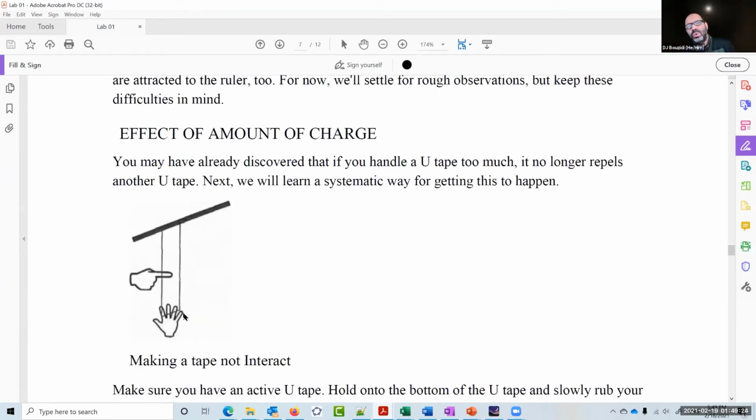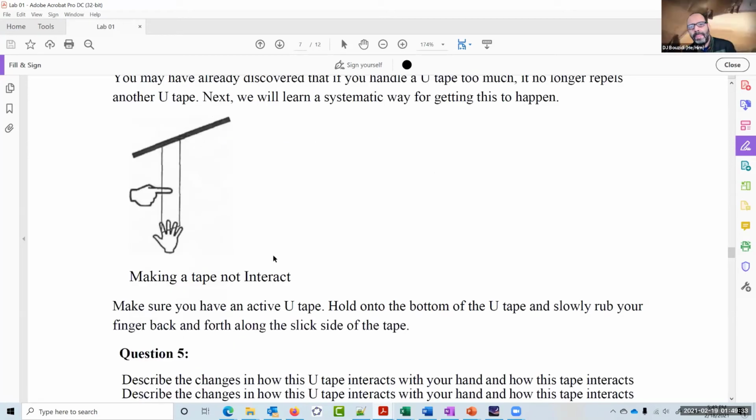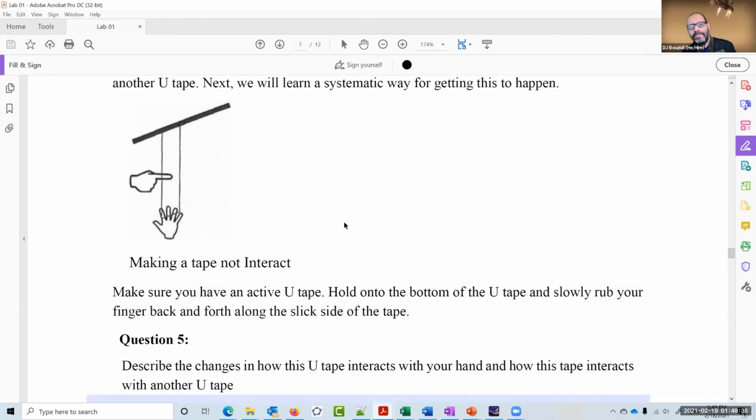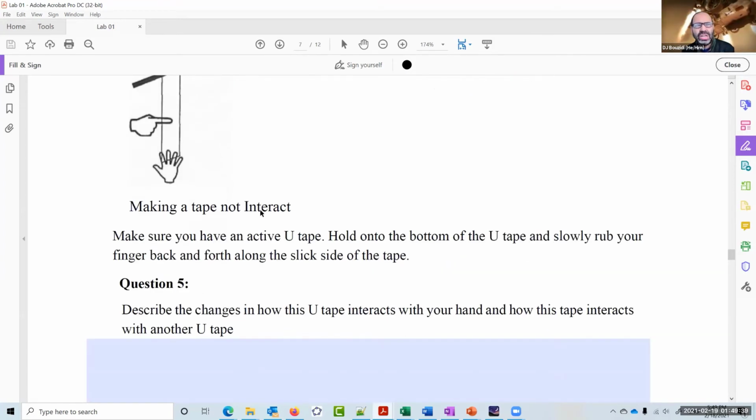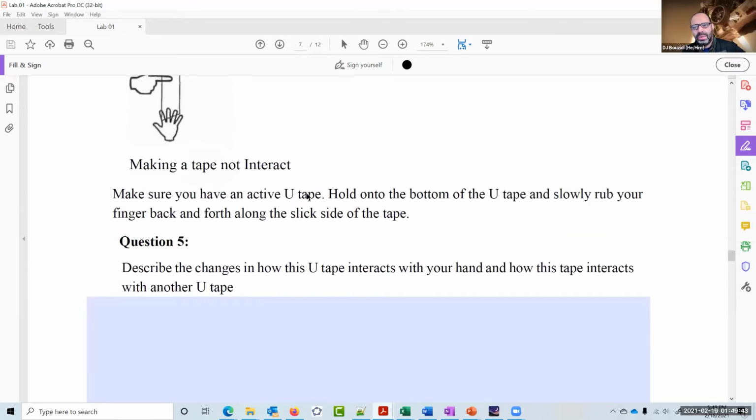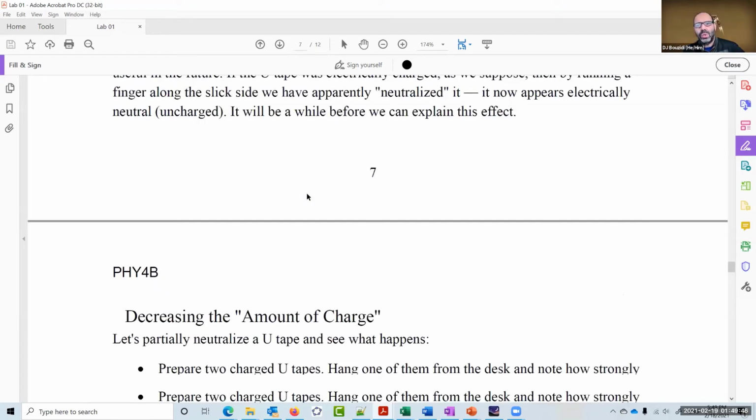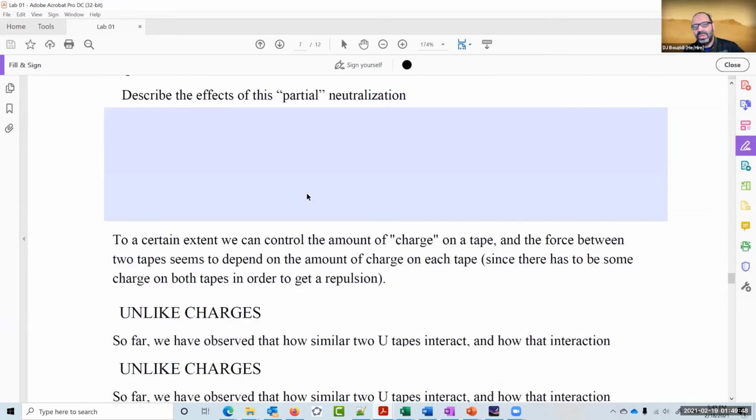This is actually what I was talking to you about, weakening the charge by just rubbing your hand through it to bring it down a little, okay? So you can cancel the interaction altogether by removing the charges from it. You're going to describe what happened in here and so on and so forth. So I'm hoping that you guys should not have any difficulty with this lab.